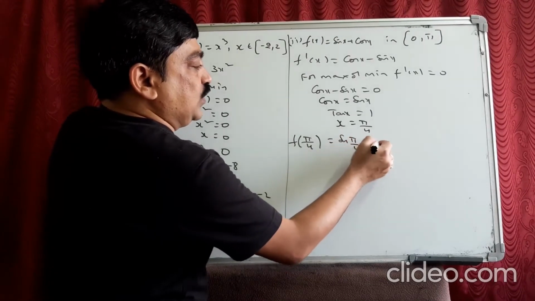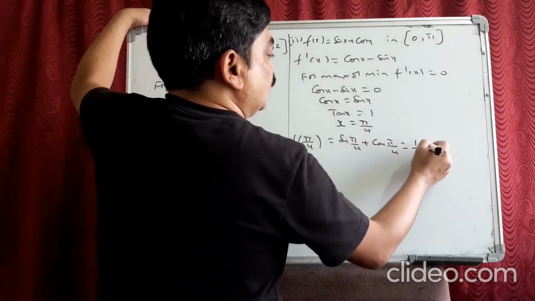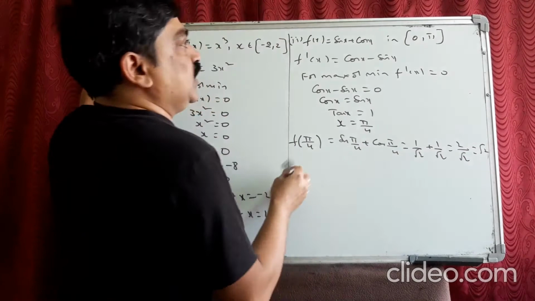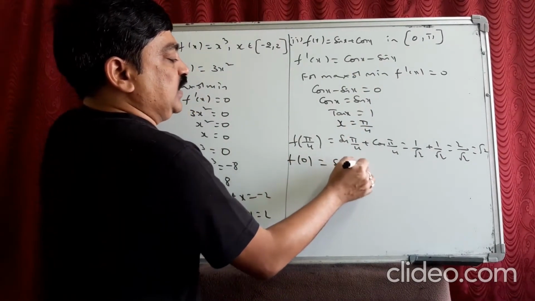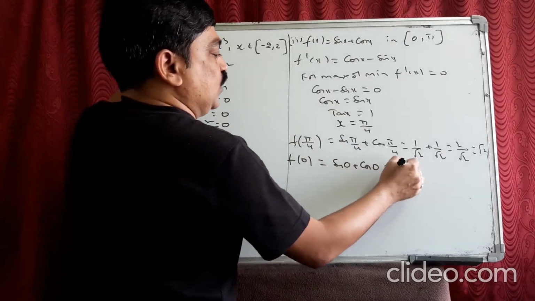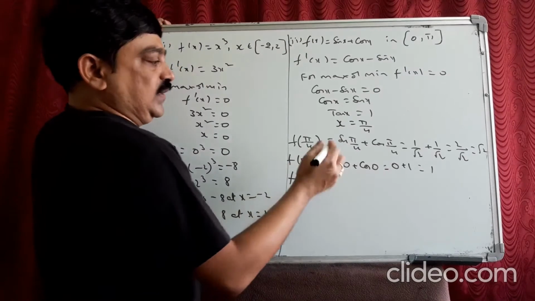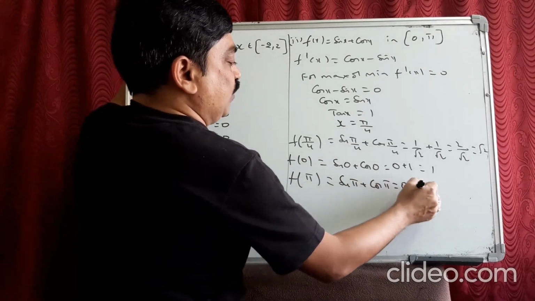Don't go with the double derivative. Okay, sin 45 plus cos 45 is 1 by root 2 plus 1 by root 2, which is 2 by root 2, so it becomes root 2. Now we go with these two values. f of 0 is sin 0 plus cos 0, 0 plus 1, 1. f of pi means 180, so sin pi plus cos pi becomes 0 minus 1, minus 1.